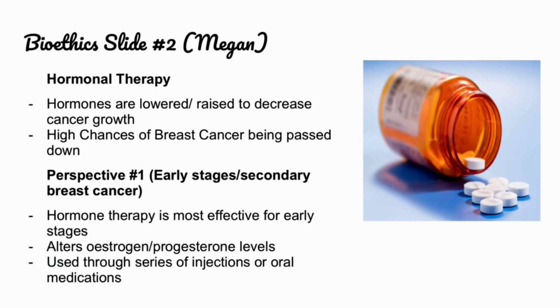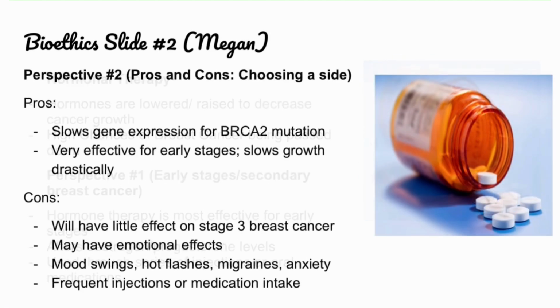Bioethics. An alternate treatment to chemotherapy is hormonal therapy. In hormonal therapy, the patient receives several injections or oral medication to lower progesterone or estrogen levels. This type of therapy is most effective for individuals that have the early onset of breast cancer or are currently in stage 2 of breast cancer. Hormone therapy is a great way to slow down the gene expression of the BRCA1 or BRCA2 mutations.